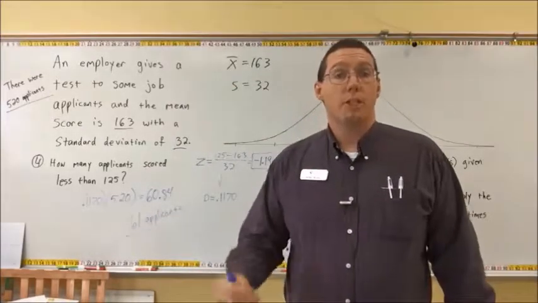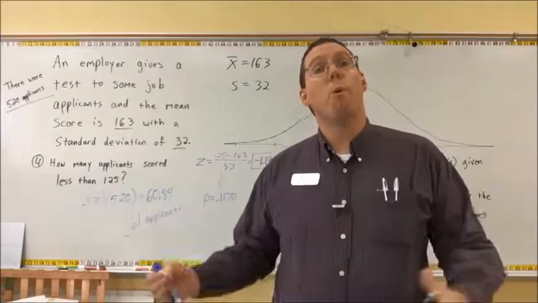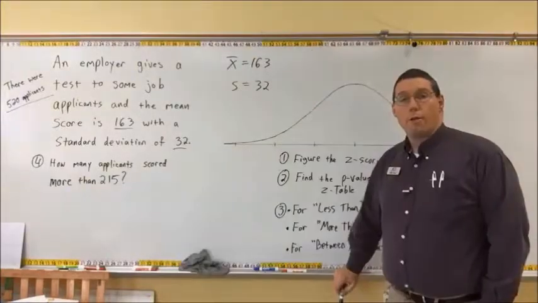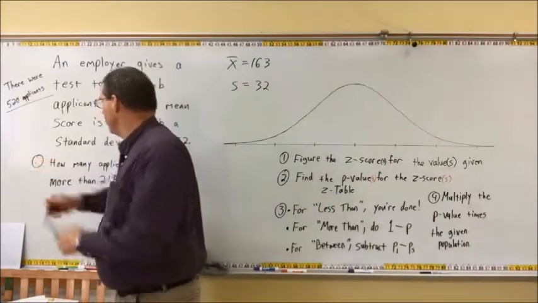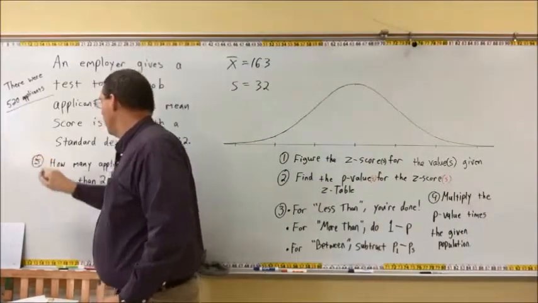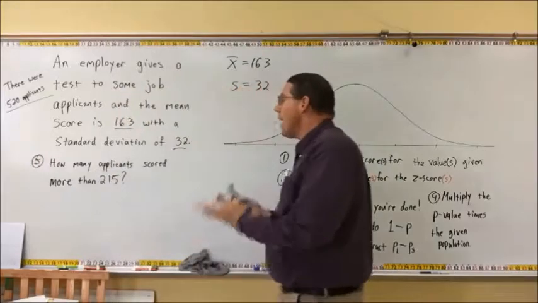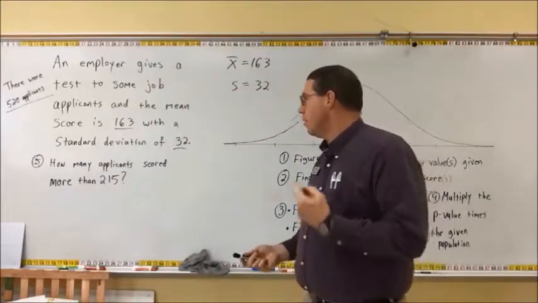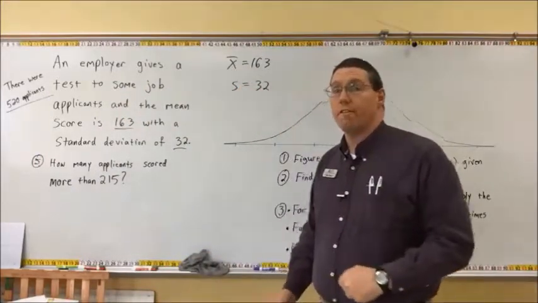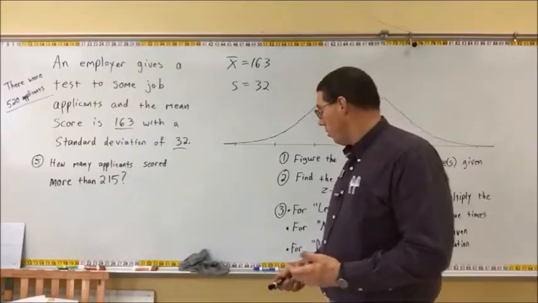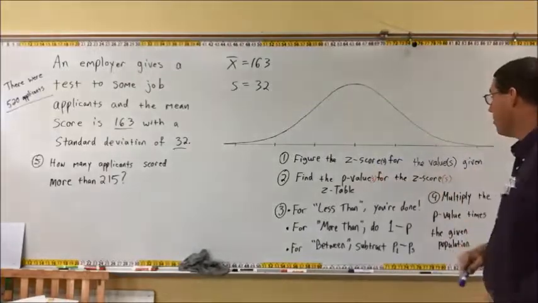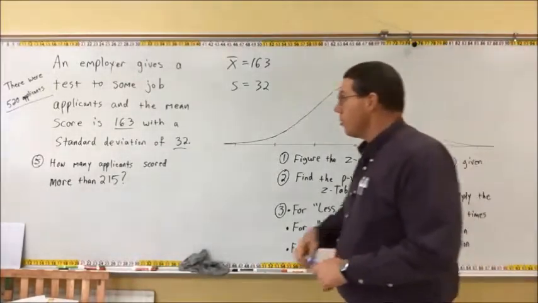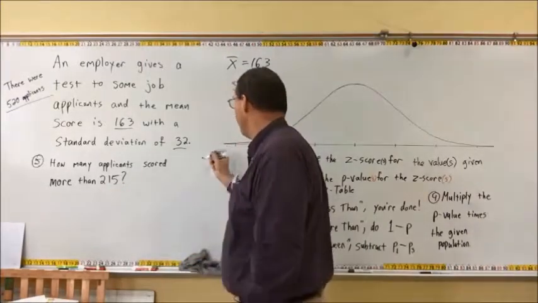Okay? Now let's try a how many scored more than. All right, so now our question is, and this is question number 5, not question number 4. We just finished question number 4. Question number 5 is, how many applicants scored more than 215 points on the test? All right, well, we're just going to follow our procedure here. Step 1, figure the z-score for the value given. So we're going to figure the z-score for 215.